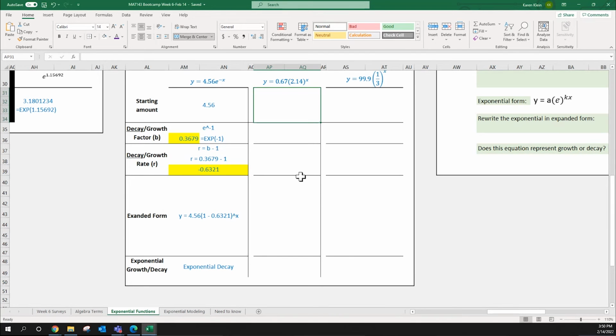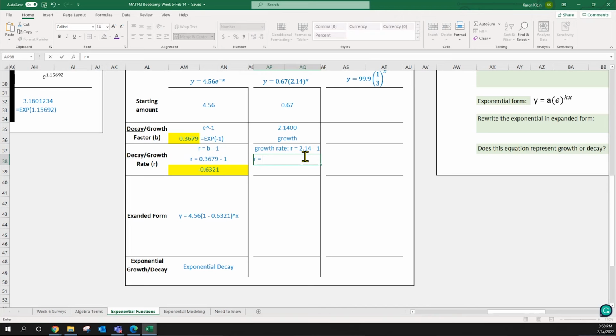All right, did you have the starting amount for that second one to be 0.67? Your growth factor is 2.14, and this one actually is growth. Your growth rate is going to be equal to R equals your B, which is 2.14 minus 1. So that means our R is equal to 1.14.